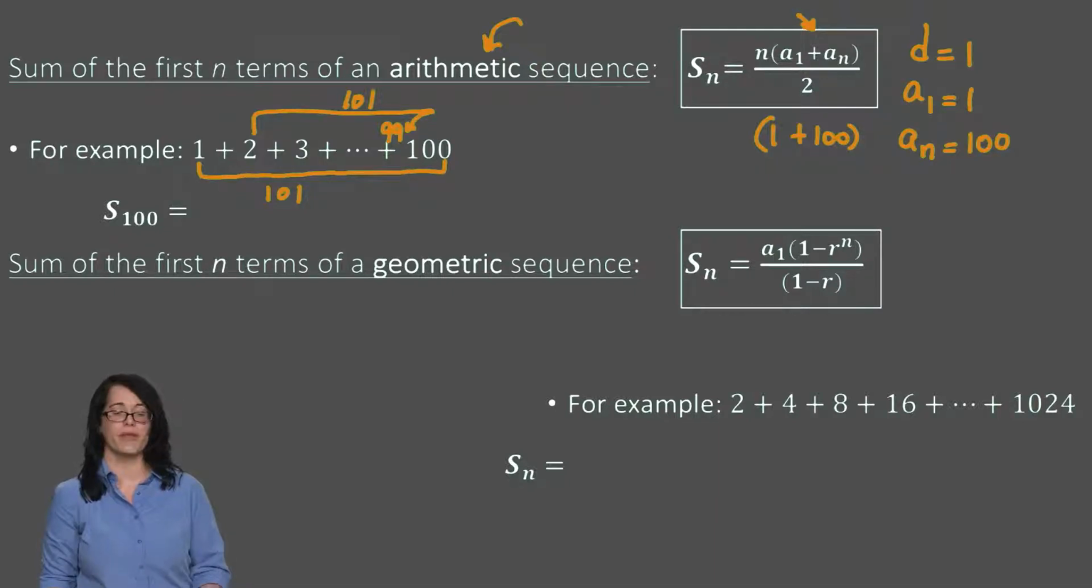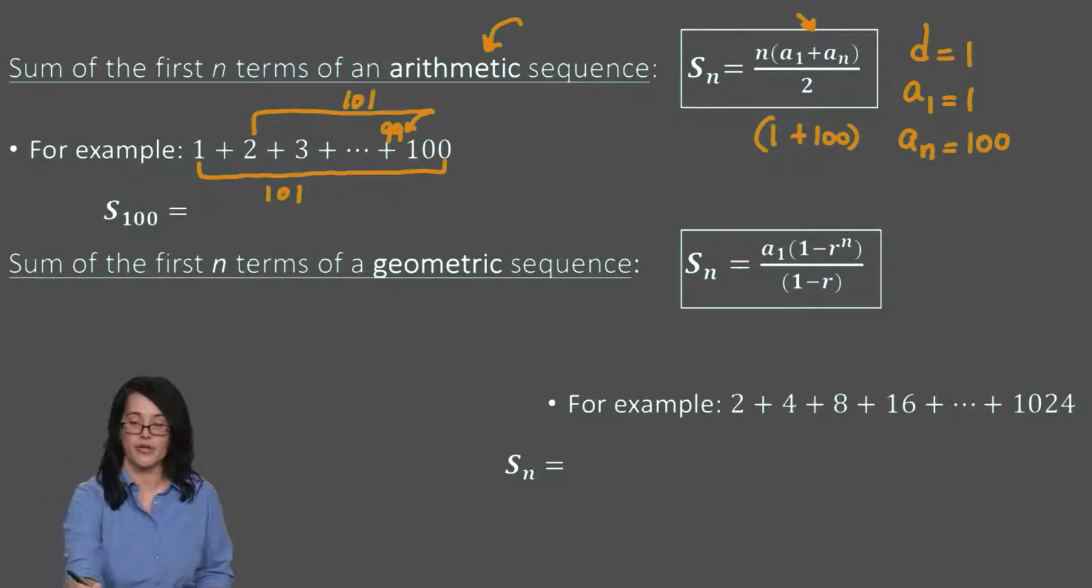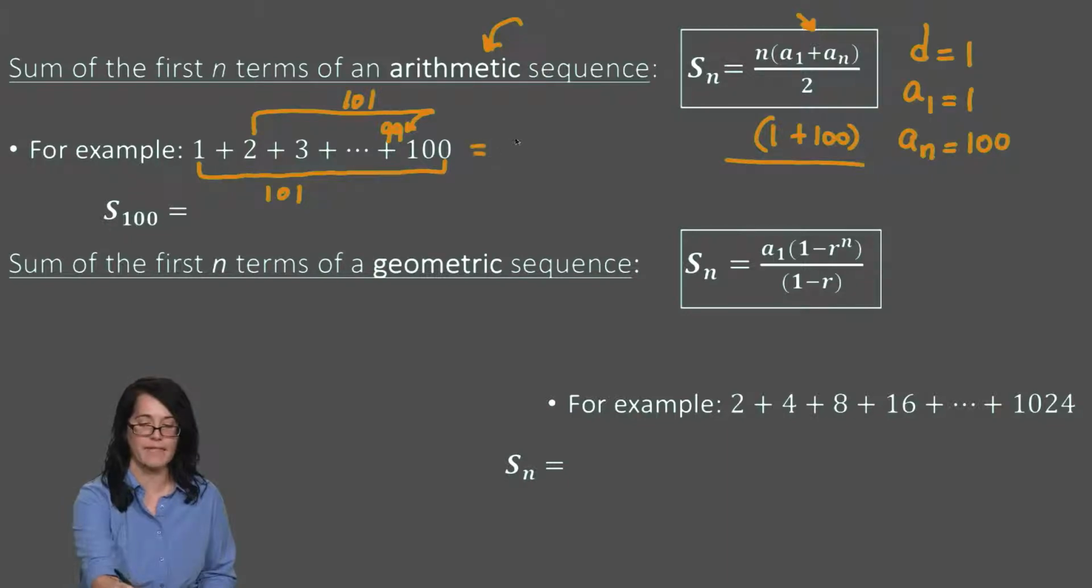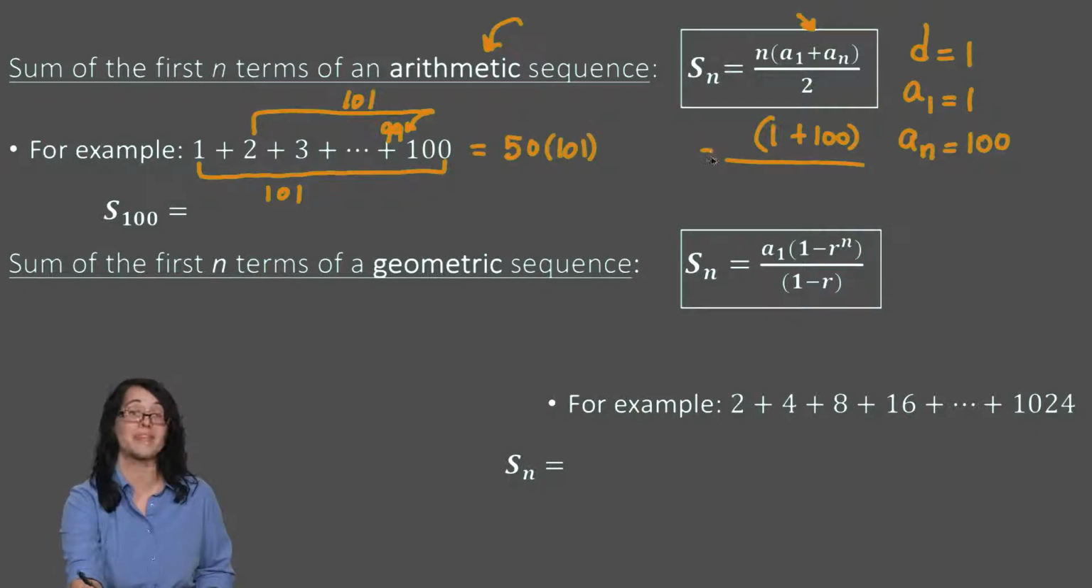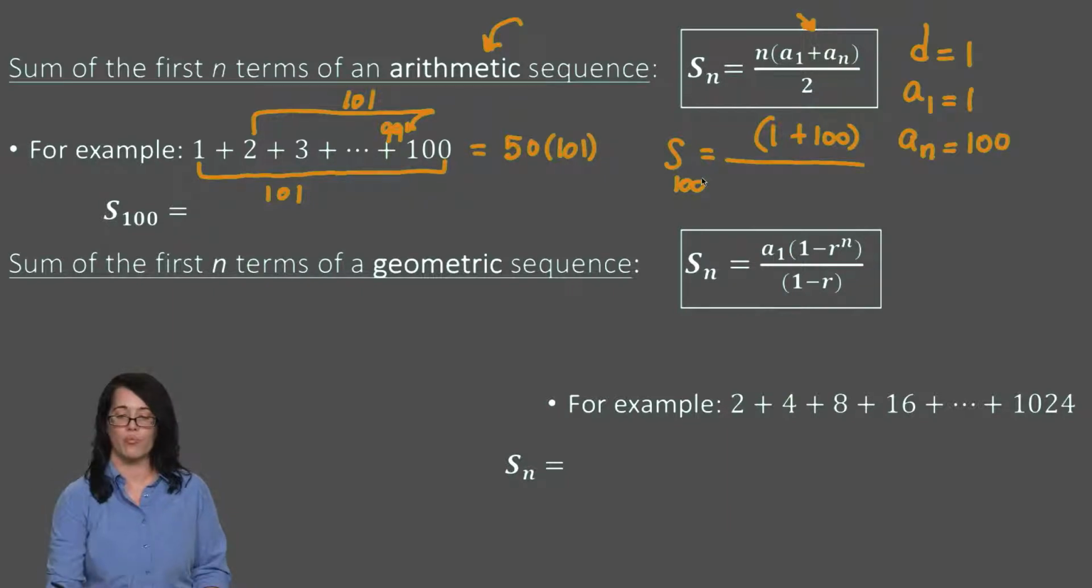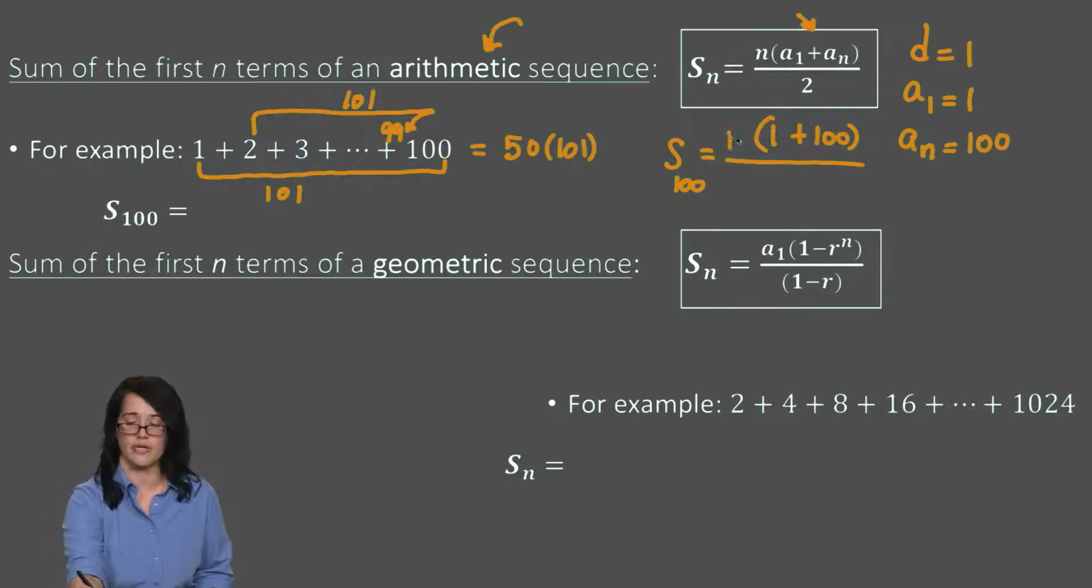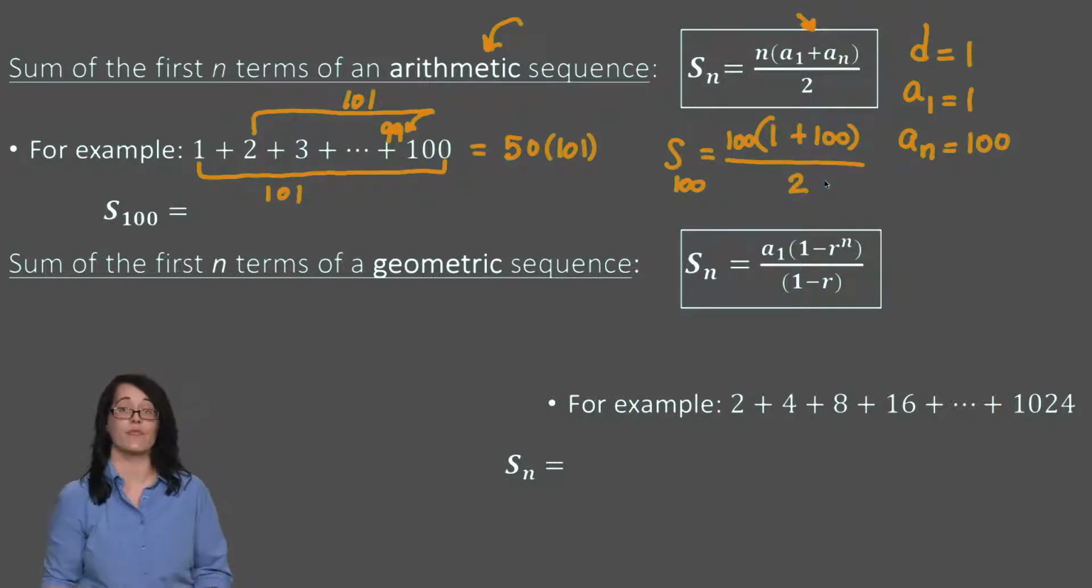But how many copies of 101 do we really have? Well, let's think about it. There were 100 terms here, because we increased by 1 each time. So if there were 100 terms, and we paired them up, how many pairs do we have? In other words, didn't we just divide by 2? Exactly. So if you divide it by 2, you really are saying, I have 50 copies of 101. Well, that's the same as what the formula tells you to do. To find the sum of the first 100 terms, so S sub 100, we took our number of terms, which in this case was 100, multiplied it by 101, and then cut the whole thing in half. Or in other words, we took 50 and multiplied it by 101.